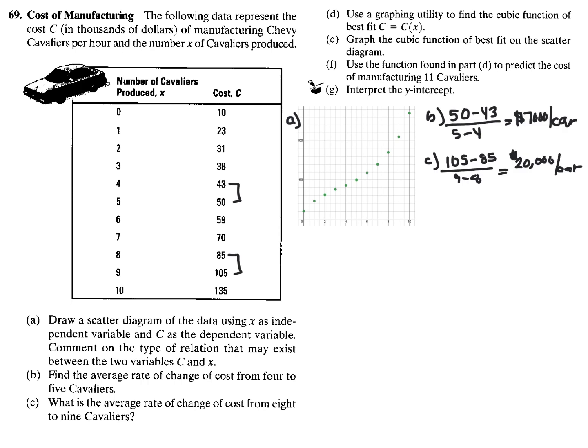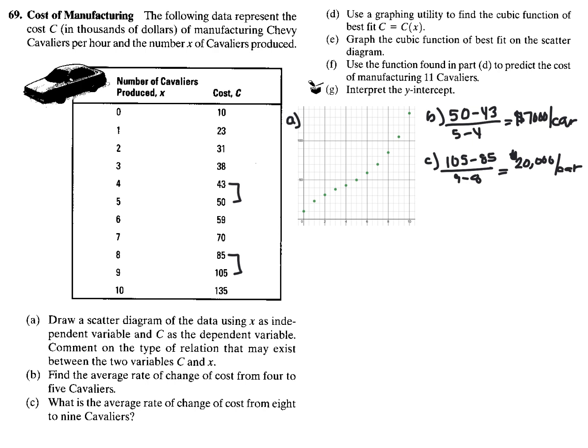So the next thing they want us to do is to find a couple average rates of change. For B, they want us to find the average rate of change of cost from 4 to 5 cavaliers. Average rate of change is slope, so I just found the slope between (4, 43) and (5, 50), and I got 7, and then because it's in thousands of dollars, $7,000 per car. So it costs $7,000 more per car to increase from 4 to 5 cars. And then from 8 to 9, I did the same thing, and I ended up with $20,000 per car. So we can definitely see it's not linear because those average rates of change are not the same.